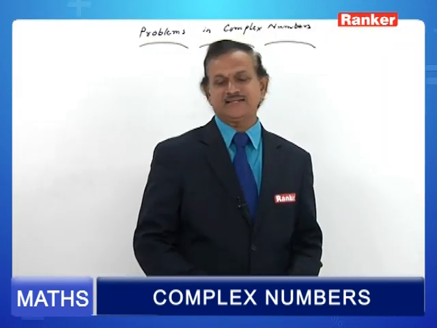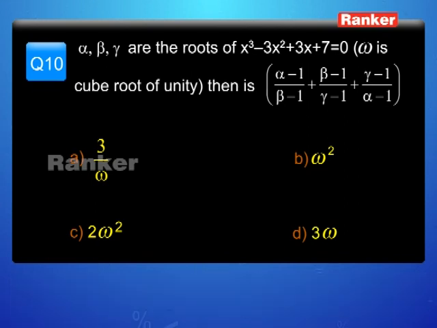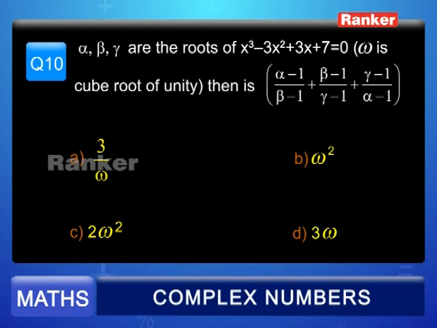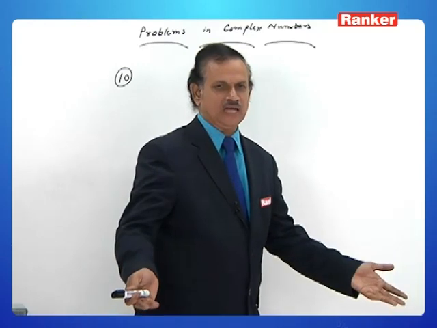Now we look at the next question, that is question number 10. He is giving that alpha, beta, gamma are the roots of the equation x cube minus 3x square plus 3x plus 7 is equal to 0 and omega is a cube root of unity. Then (alpha minus 1) by (beta minus 1) plus (beta minus 1) by (gamma minus 1) plus (gamma minus 1) by (alpha minus 1) is equal to how much? The first option is 3 by omega, second option is omega square, the third option, that is option C, is 2 omega square, and the last option, that is option D, is 3 omega. How can we link alpha, beta, gamma with omega? Let us observe.